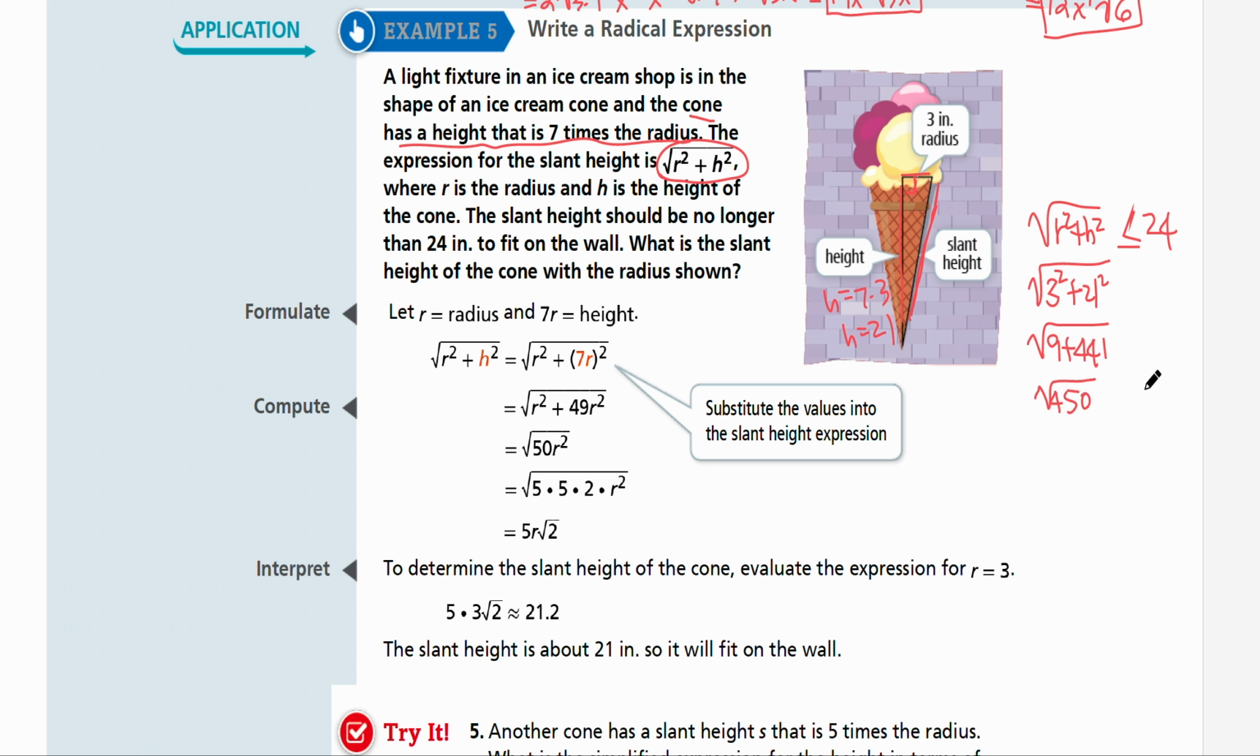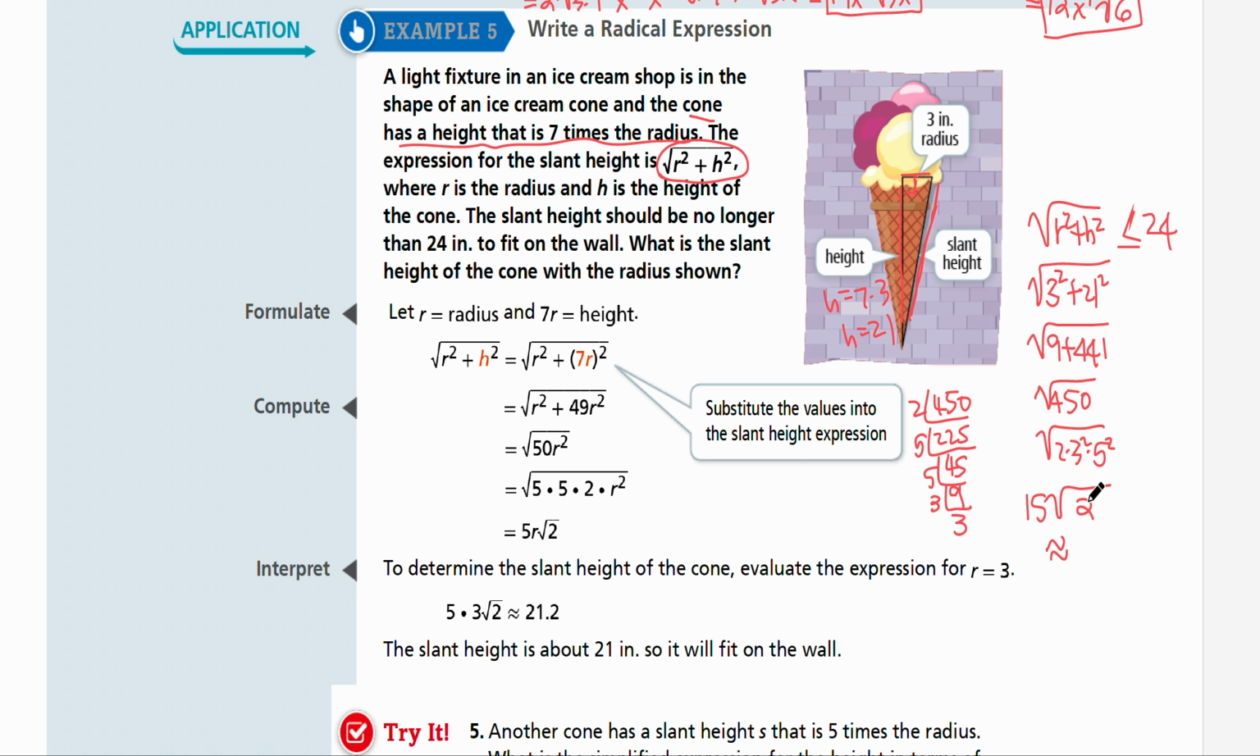And then root 450, let's factor this out using prime factors. Divide by 5, we get 45. Divide by 5 again, we get 9. Divide by 3s. Okay, so root 450 would be 2 times 3 squared times 5 squared. And so that's equal to 3 times 5, 15 root 2. There we go.